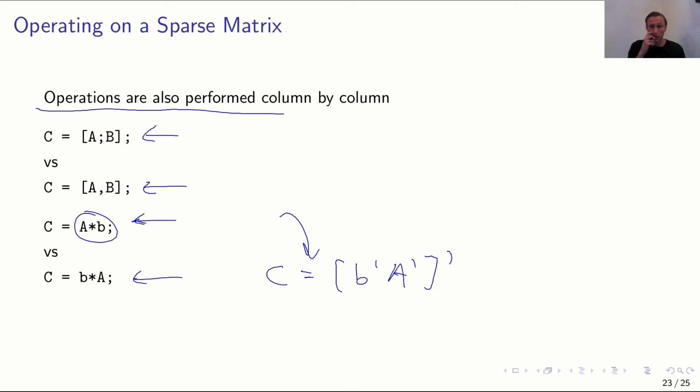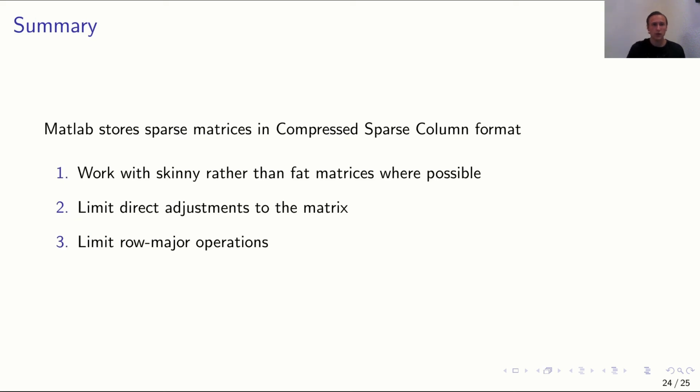All right, so that's basically all I have to say. Just a brief summary here. If there's anything I would like you to take away here, it's that Matlab stores matrices in a column major format. And that means it stores sparse matrices in a compressed sparse column format. And it really influences everything else. All the operations in Matlab are based on this ordering. So that means that if you can, you should work with skinny rather than fat matrices, lots of rows rather than lots of columns.